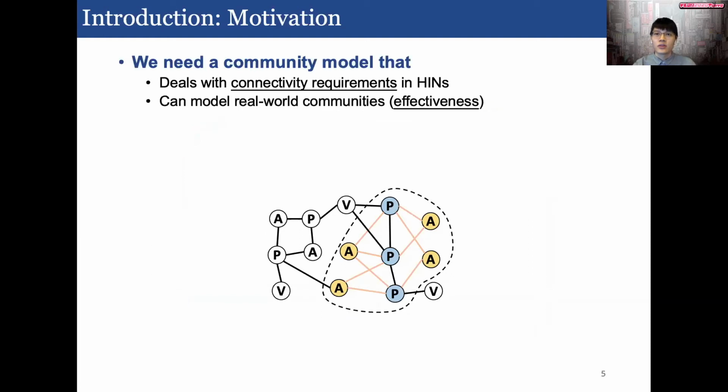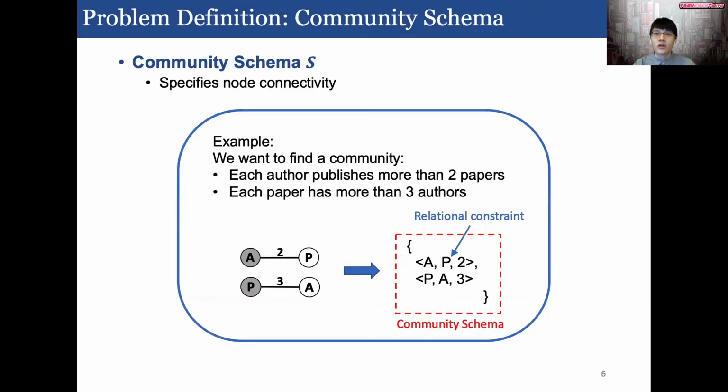So we need a community model for HINs, which deals with connectivity requirements and can model real-world communities. To do so, we first define the community schema. A schema S is a set of triplets. Each triplet specifies a connection requirement between 2 types of nodes. For example, triplet AP2 means each author node should connect to at least 2 paper nodes.